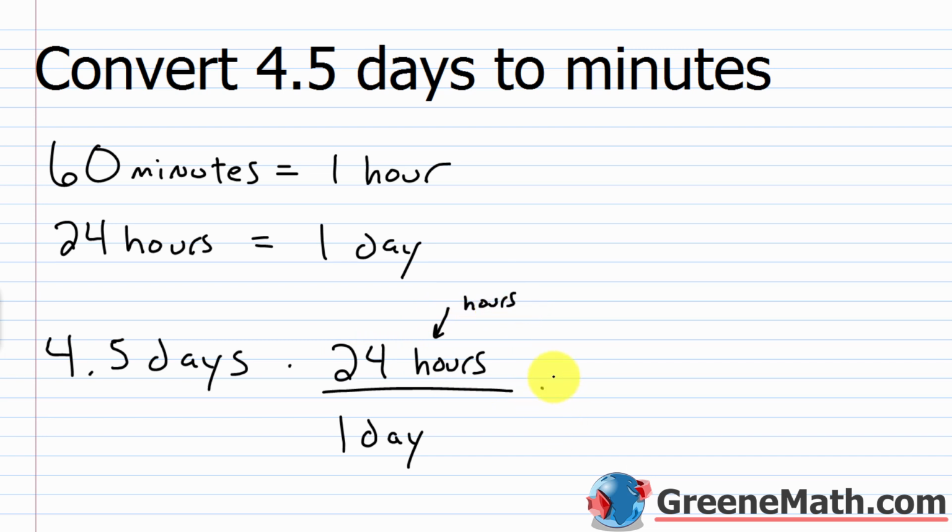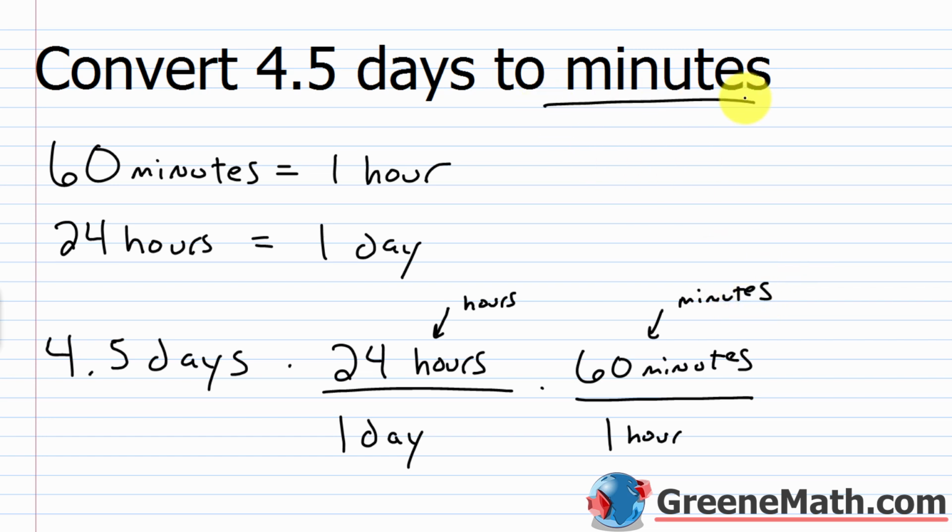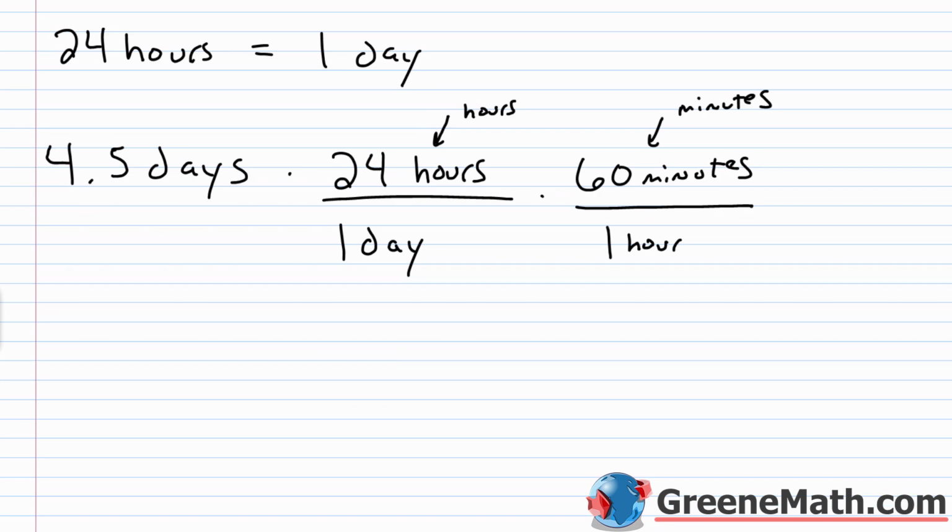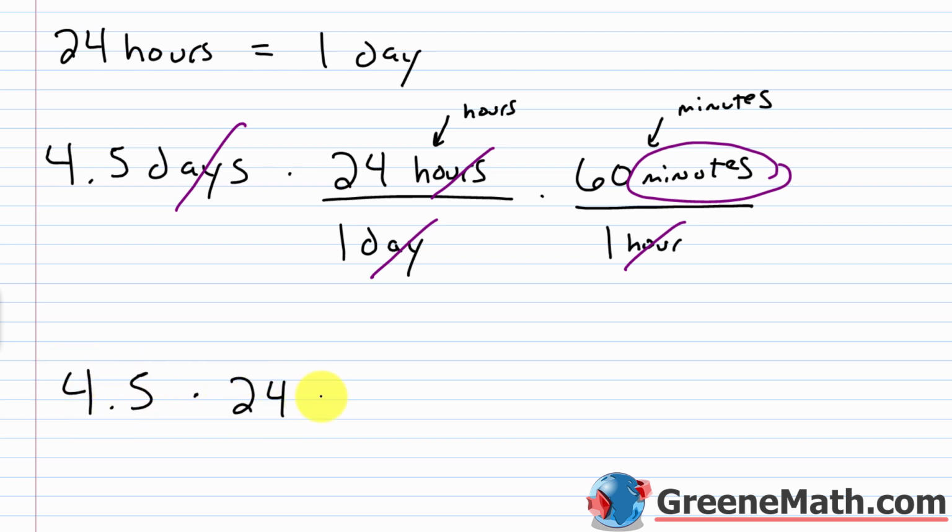Now I'm going to multiply one more time to get it in terms of minutes. Right now I need to go from hours to minutes. So I want to end up with minutes, so minutes will go in the numerator. So 60 minutes in the numerator, and this will be over 1 hour in the denominator. And now this will be in terms of minutes, which is what we want. Let's scroll down here. You can see everything's going to cancel except for minutes. This will cancel with this. This will cancel with this. And this is what I'm left with for my units. And basically I just have 4.5 times 24 times 60. It's just a multiplication problem at this point.